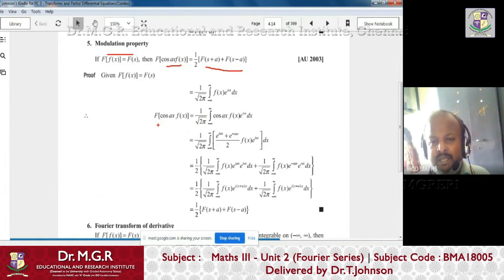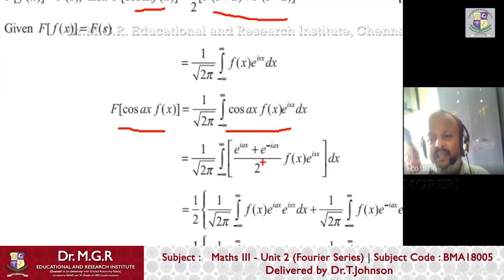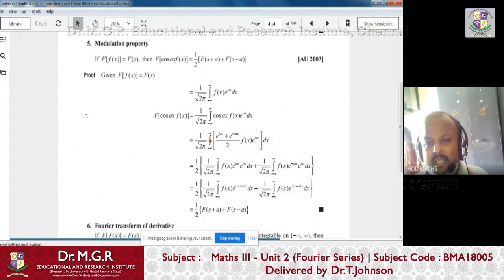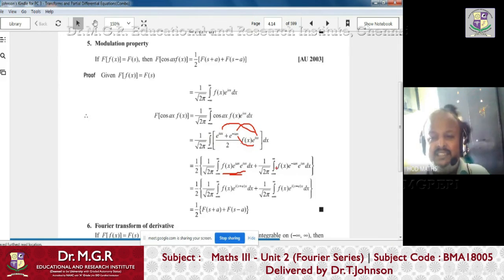Same thing. By definition, the Fourier transform of any function can be written like this: f of x e power isx dx. Now you have to use the property that I told yesterday, right? What is cos ax? Cos theta is e power i theta plus e power minus i theta divided by 2. This is the relation between cos theta and e power i theta. So you have to put that in, then f of x as it is, e power isx as it is. Now you have to multiply the exponential function e power iax with e power isx. That is the first one. Then e power minus iax with e power isx. Then you will get two integrals. One is e power iax into f of x into e power isx. That is one thing. Then e power minus iax with f of x and with e power isx. That is the other thing, right?